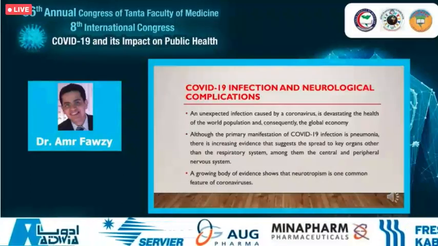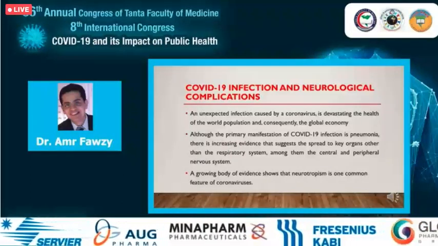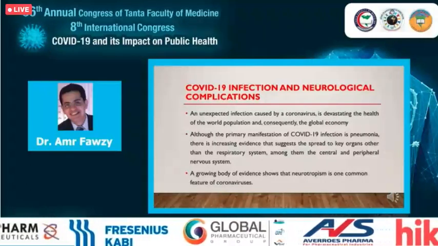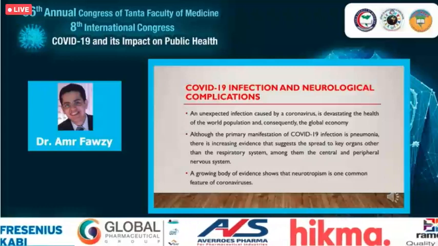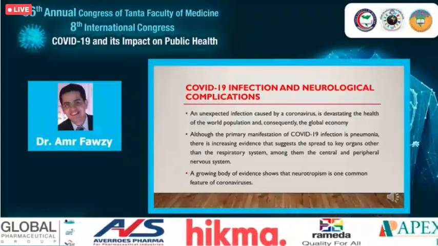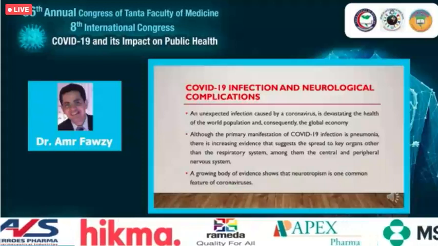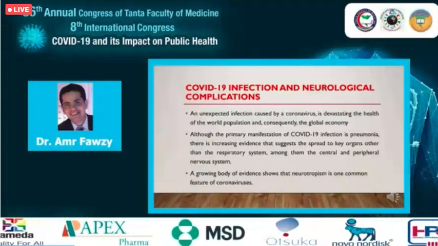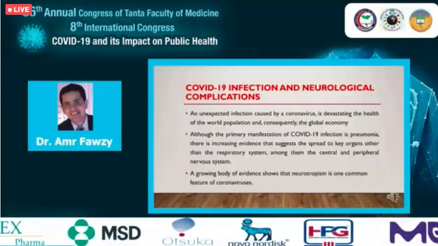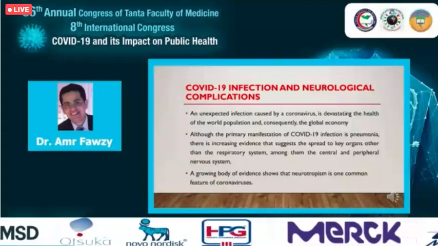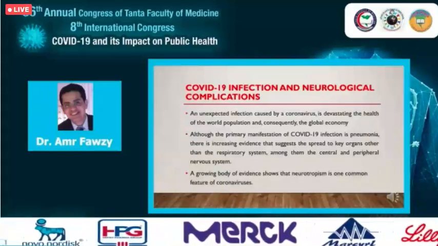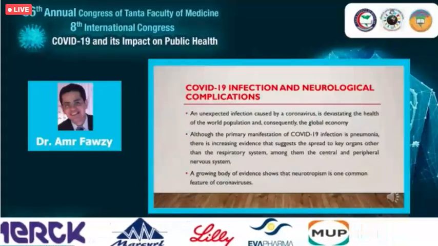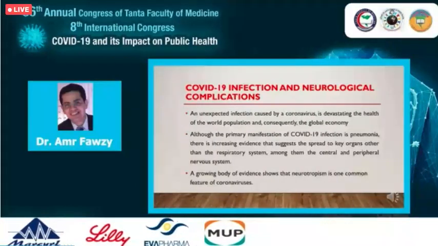COVID-19 infection and its neurological complications. An unexpected infection caused by a coronavirus is devastating the health of the world population and consequently the global economy. Although the primary manifestation of COVID-19 infection is pneumonia, there is increasing evidence that suggests the spread to key organs other than the respiratory system, among them the central and the peripheral nervous system.